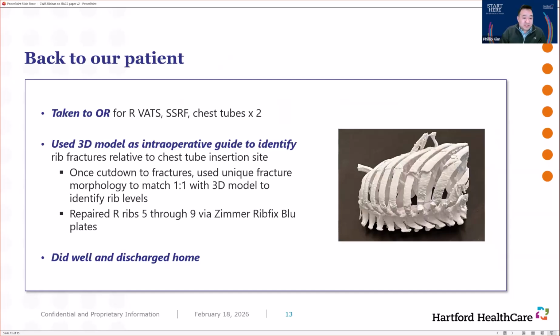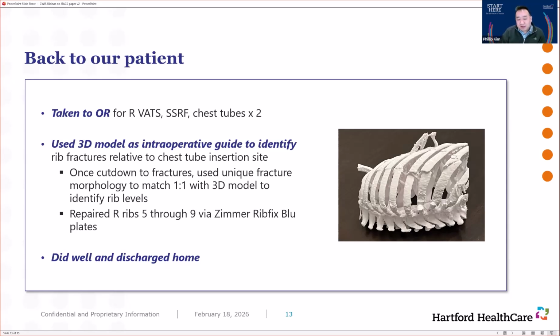So in conclusion, our patient was taken to the OR with Dr. Rowe here, I think she's on the call. We used the model to cut down to the fractures. We use the unique fracture morphology to identify which ribs are which, especially if you have a chest tube in the CAT scan. If you're lucky, and you don't always have it, that immediately gives you a zero landmark of where the chest tube is relative to the rest of the chest. So that's really helpful if you have a model and can compare it one-to-one.